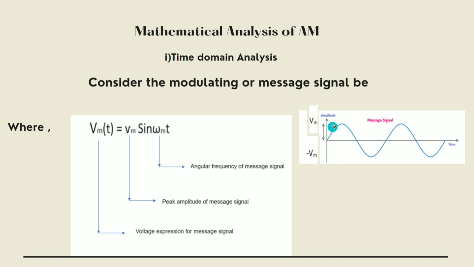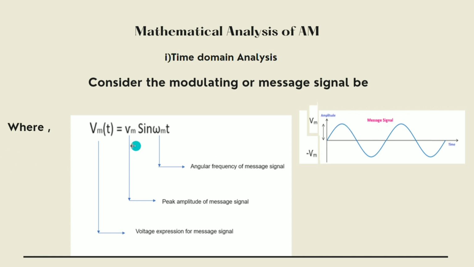Mathematically, the sinusoidal wave can be represented with respect to its peak to peak amplitude. The positive peak amplitude of the input signal is notated as a small v, and the corresponding negative peak amplitude as minus small v. V represents the voltage or the amplitude of the input signal. Since it is a message signal, I am taking the positive peak amplitude of the message signal as small vm, and similarly the negative value as minus small vm. This is the peak amplitude of the input message signal.